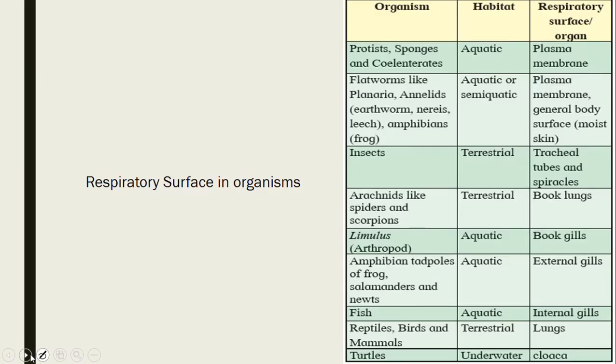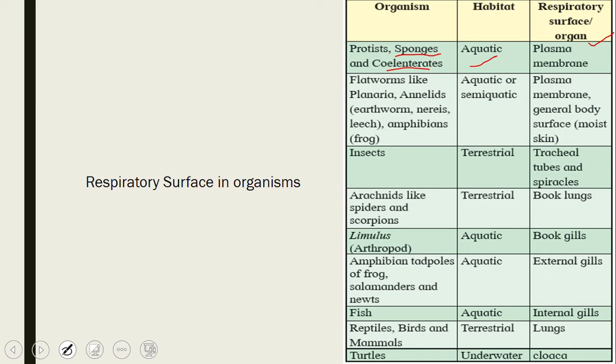Now, before going to the human respiratory system, we should see what are the different respiratory surfaces or organs in the different animals, starting from non-chordates to chordates. So this is the table which has been taken from your textbook. It starts with protists, the eukaryotic unicellular organisms, and then it goes to sponges. Sponges come in the next phylum, Porifera. Then they have the coelenterates, Hydra. So these are aquatic forms and they respire by diffusion through the plasma membrane.